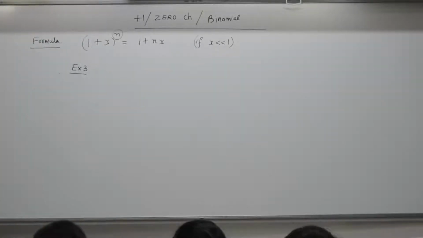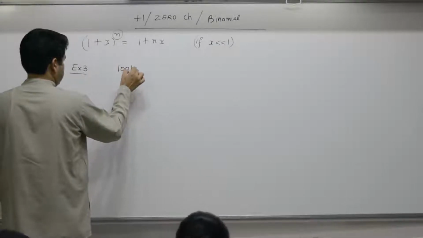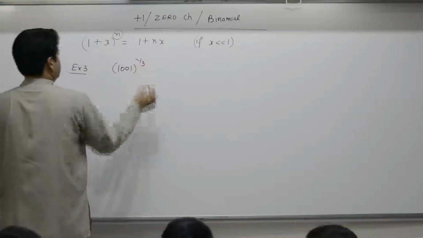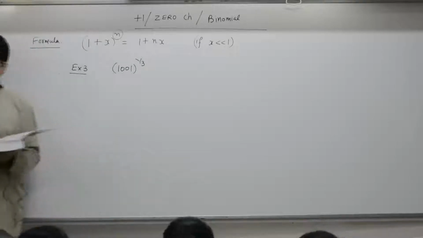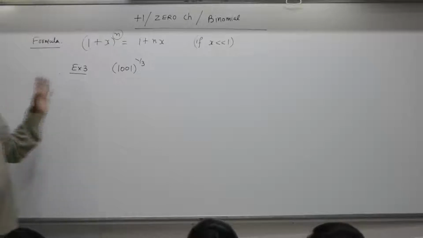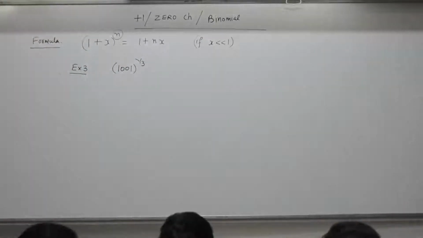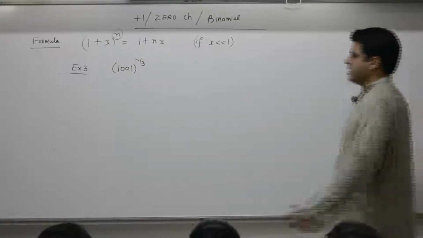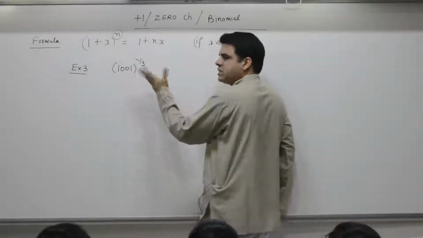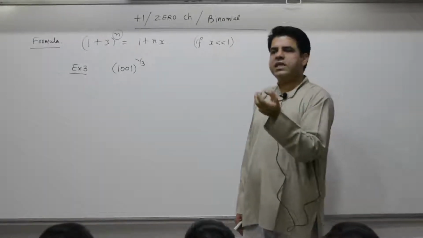Using this, we need to find the cube root of... close the book, please. Find the value of 1001 power 1 by 3. Before you solve, its approximate value will come out to be equal to what? Yes, correct. 1000 is what? In case it is 1000, it is 1001. Say 1000. The cube root of 1000 is what? 10. So the answer has to be 10 point something.